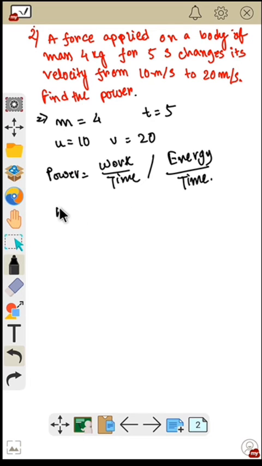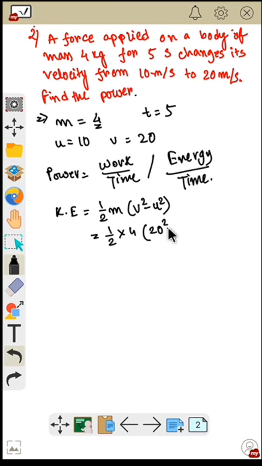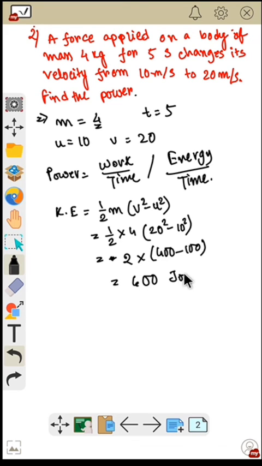So the kinetic energy formula is half m times v square minus u square. So half m, mass is 4, v square minus u square. So v means 20, so 20 square minus 10 square. So half into 4, that is 2, into 400 minus 100, since 20 square is 400 and 10 square is 100. So 2 into 300, that is 600 joule. This is the energy.